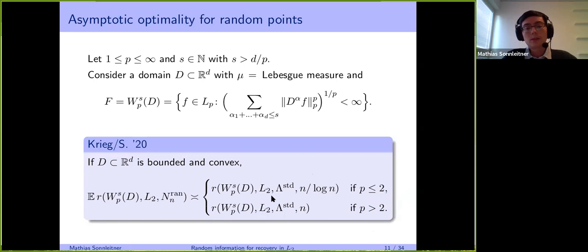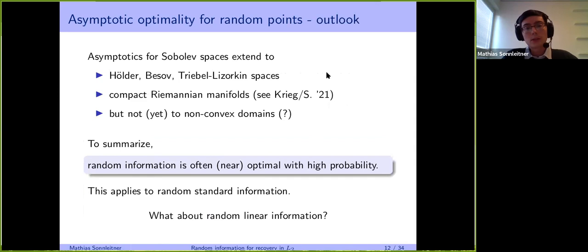And here this n over log n was known in fact before, because the random points have holes in them which are of size n over log n in volume. And yeah, what can we derive? So this bound extends also to other spaces, for example, Hölder, Besov.